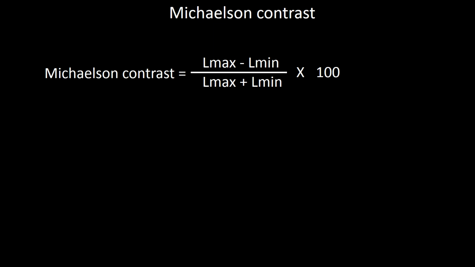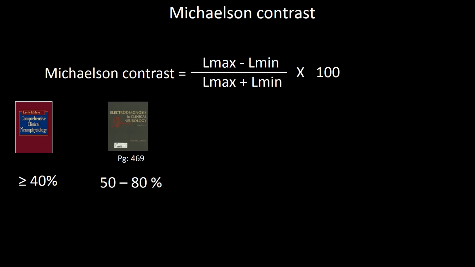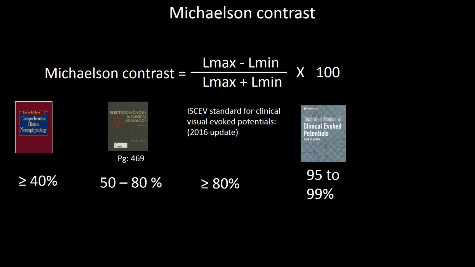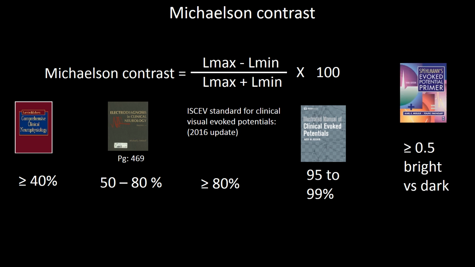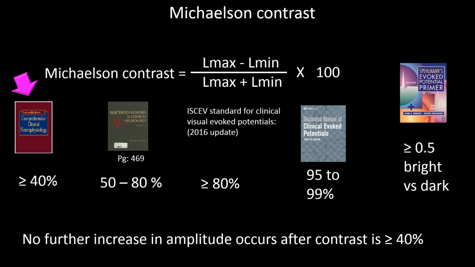The desirable contrast is stated differently in several books. Lueders state that it should be equal or more than 40%. Aminoff states that it should be from 50 to 80%. The International Society of Ophthalmology suggests using more than 80% contrast. The Illustrated Manual for Clinical Evoked Potentials states a desirable contrast of 95 to 99%. And the primer states that bright and dark contrast should be more than 0.5. Lueder's book further states that no further increase in amplitude will occur after the contrast is 40%.